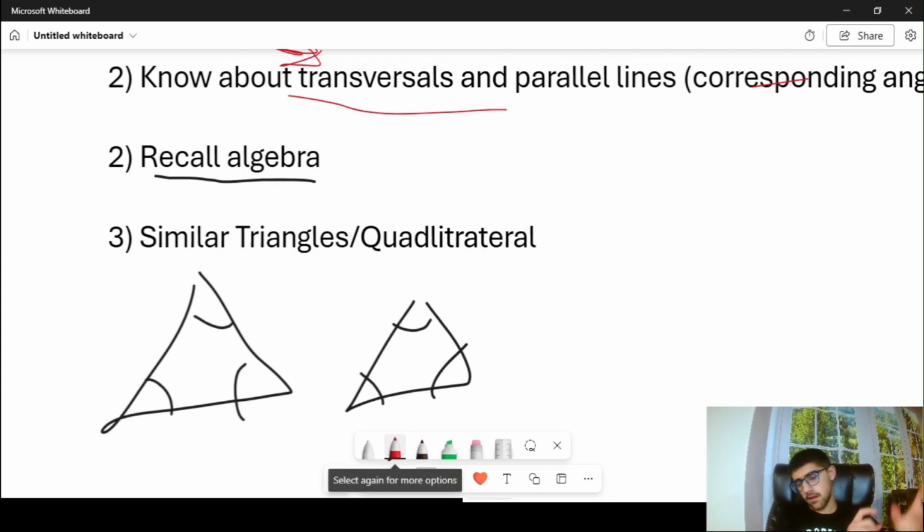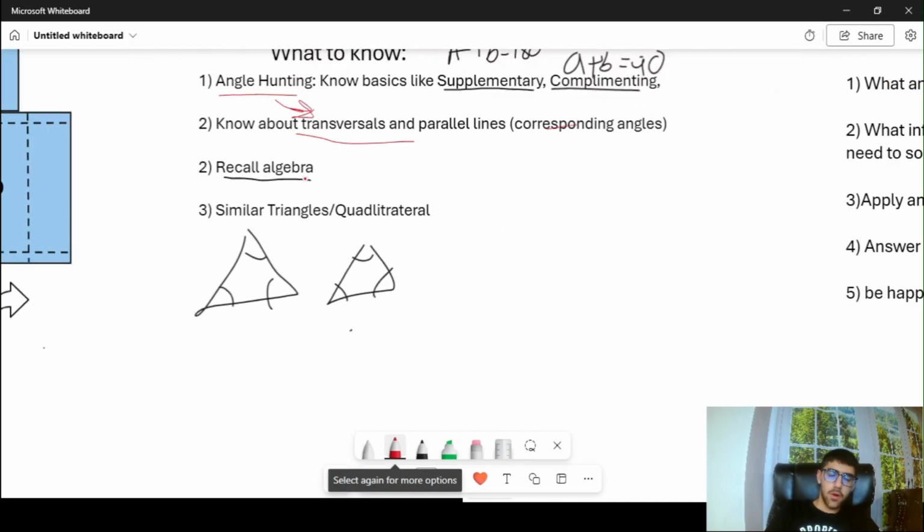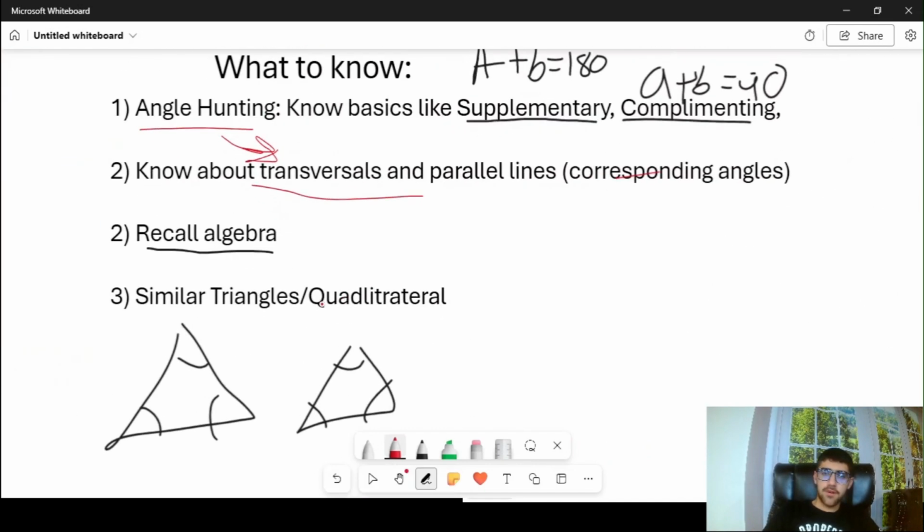So all the angles are equal, but it's a different size. So it's basically the same shape, but shrunk up or shrunk down. And it also applies to squares. So know those, know when to recognize. For quadrilaterals, there aren't really ways to recognize. There aren't any tricks or shortcuts.